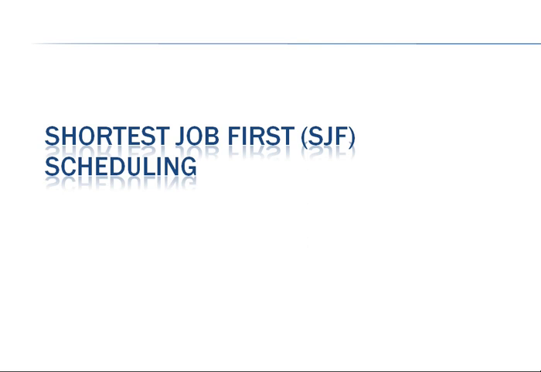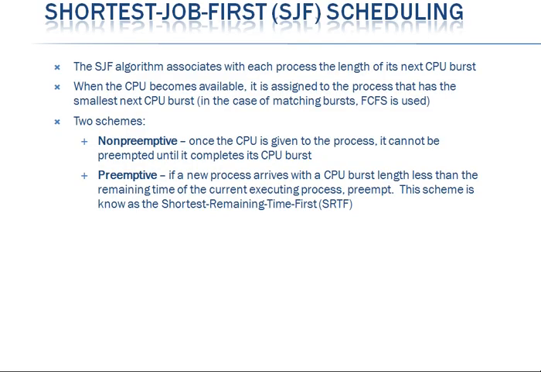Next scheduling algorithm is shortest job first, a well-known SJF scheduling. As the name indicates, this algorithm associates with each process the length of its next CPU burst. It is based on the length of the CPU burst. When the CPU becomes available, it is assigned to the process that has the smallest CPU burst.